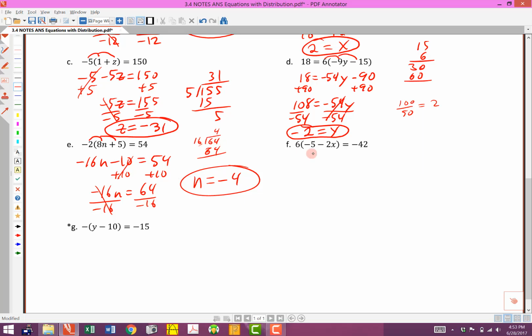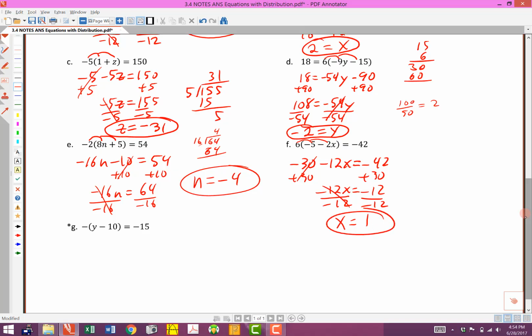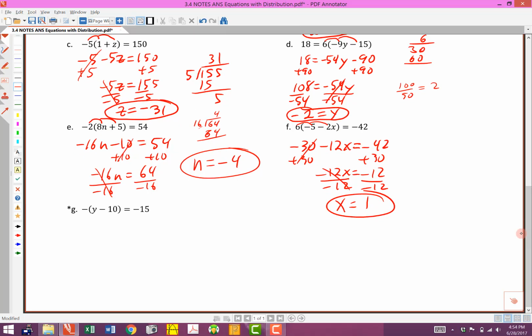distribute through, negative 30, negative 12x, negative 42. And now we kind of should be in a comfort zone because we're solving a two-step equation, and we're going to add 30, cancel to be 0, negative 12, divide by negative 12 on both sides because we want to get rid of that multiplication. Get a 1x over here, and negative 12 divided by negative 12 is positive 1. And again, you can always plug things in and check and make sure you got the answer right.